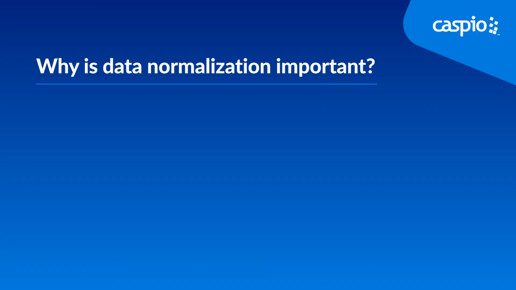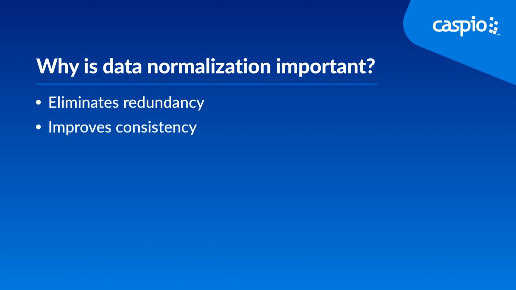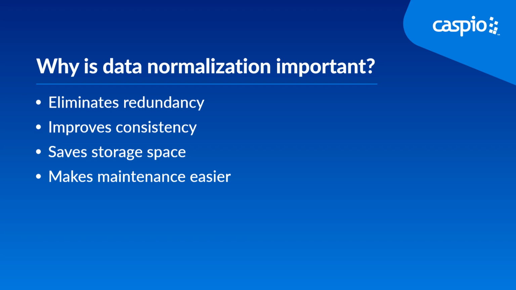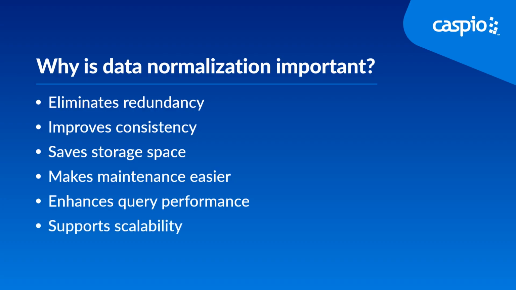Why is data normalization important? It eliminates redundancy, avoids storing the same piece of information in multiple places. It improves consistency, ensures data stays accurate and uniform. It saves storage space, reduces unnecessary duplication, leading to more efficient use of storage. It makes maintenance easier, updates, inserts, and deletes become simpler and less error prone. It enhances query performance, structured relationships make it easier and faster to retrieve related data. And it supports scalability. Organized data structures can handle larger and more complex data sets over time.